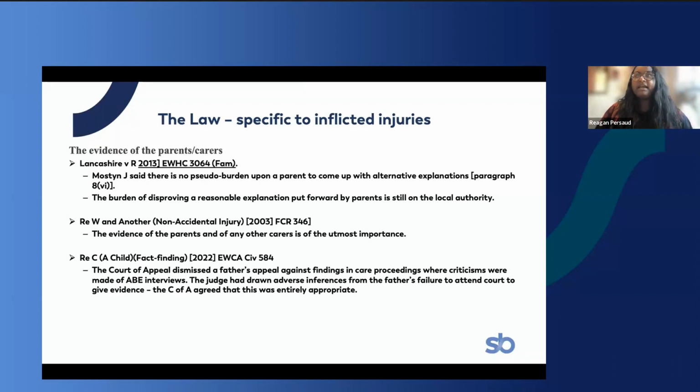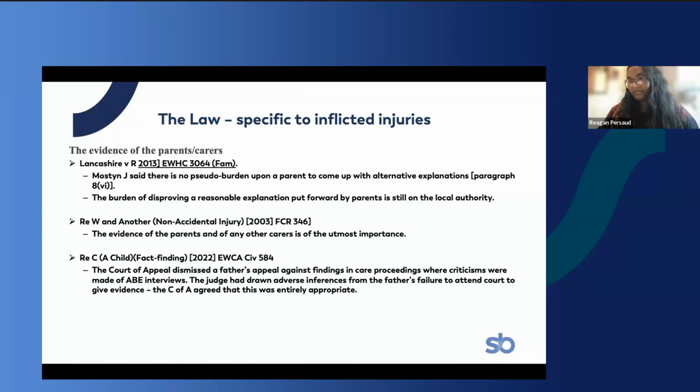And because a parent can't provide that, they assume that the parent must have done something more sinister to the child. That is not what the law says. In fact, parents often can't account for injuries. That in itself does not mean that they're guilty. The local authority still has to prove their case.